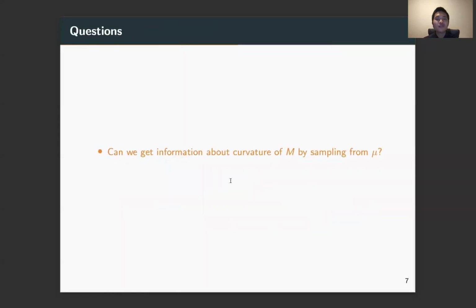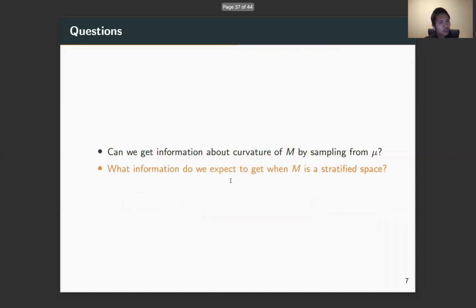So we were left with two questions. First is what kind of information about the curvature of M can we get from the sampling process? And two, if M is a stratified space, then is there anything similar to curvature or singularities of M that we can get from the sampling process?